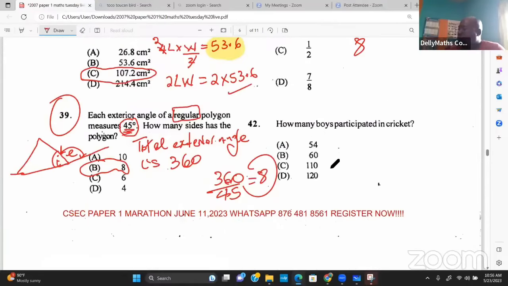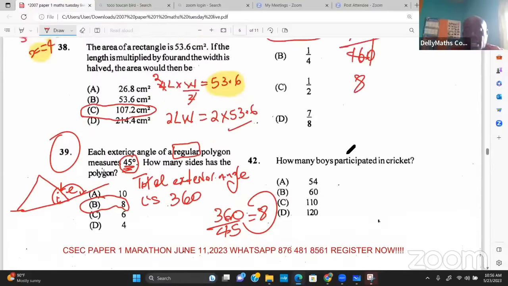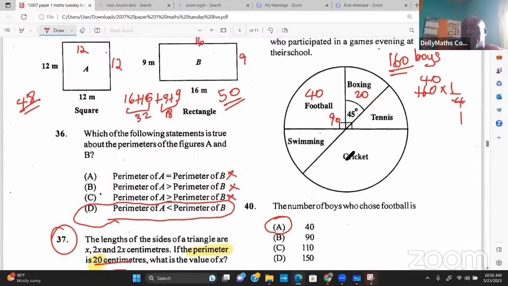Right, good. So next is 42. It says how many boys participated in cricket. Let's go back to that. How many boys participated in cricket? All right. Now, this is a nice one to look at. I see something that they're getting at here.